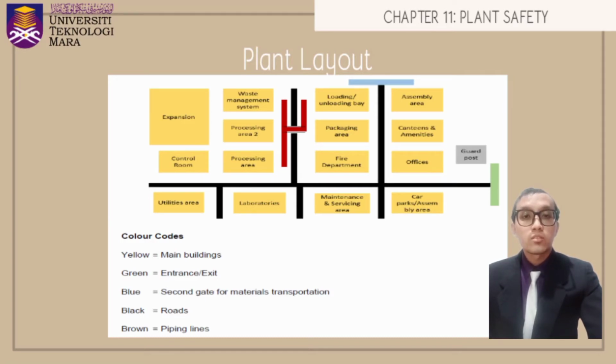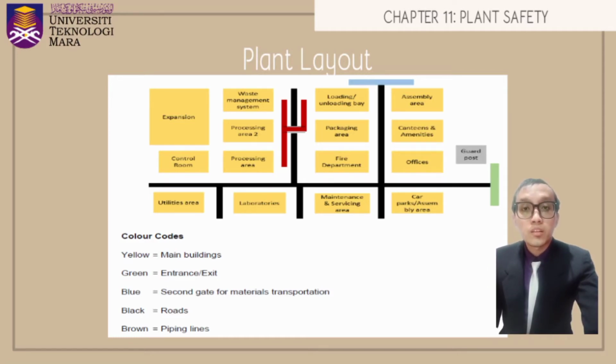Several important components or segments that can be used during the designing and planning process of the layout for the chemical plant are loading and unloading bay, storage area for the raw materials and products, maintenance and servicing area, processing area, the waste management system, the utilities area, the packaging area, canteens and amenities, laboratories, offices, and last but not least the car parks and the assembly area.